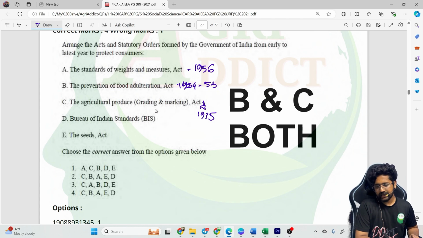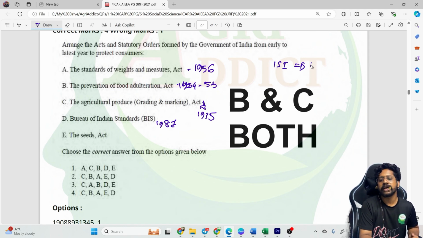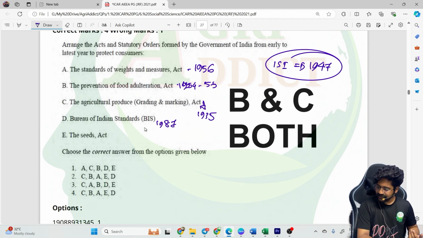So you can connect the Directorate of Marketing and Inspection to the Agriculture Produce Grading and Marketing Act, the reason the DMI came about. And the Bureau of Indian Standards was in 1987. Actually, the Indian Standards Institution, ISI, was established in 1947, and the same institution was renamed with broadened objectives in 1987, after 40 years. That was nothing but the Bureau of Indian Standards. So it was established in 1947, and the SEED Act was, as we know, 1966.